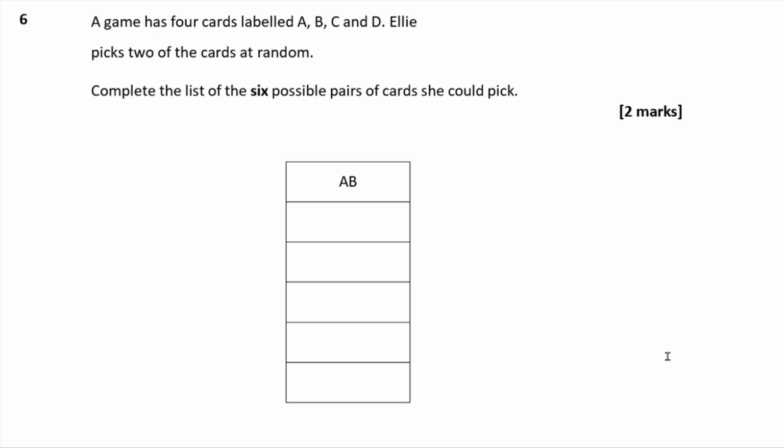So, A, B is one possibility. Keeping A the same and switching B out for C gives me A, C. And then switching to the next one is A, D. Okay, so I've done all the ones with A in it, so I'm going to pick B now. So I'm going to have B, C and B, D, and then I've done all the ones with B in, so I'm going to switch to C, and I've only got one left. I've got C, D.